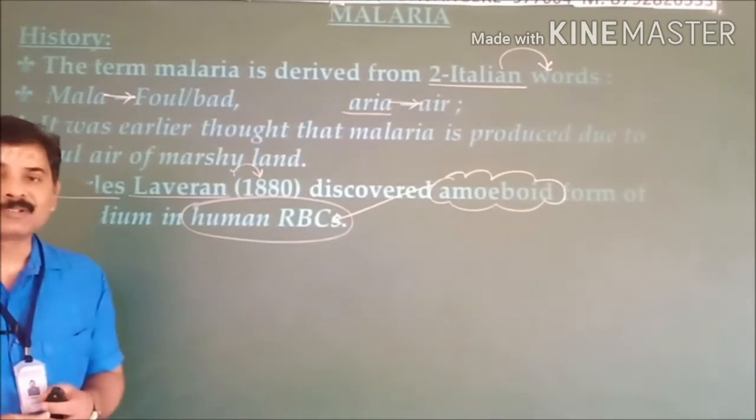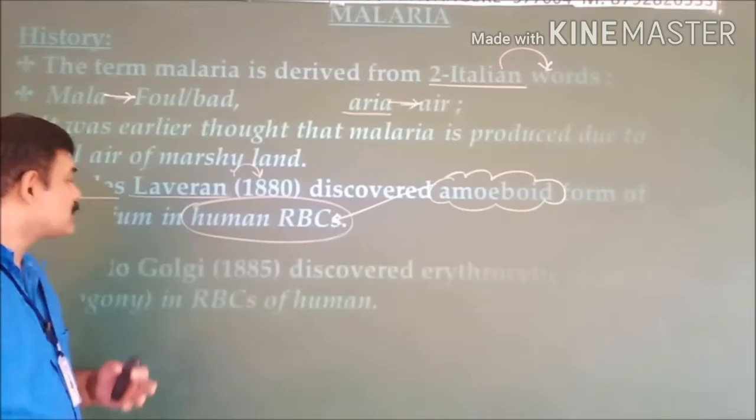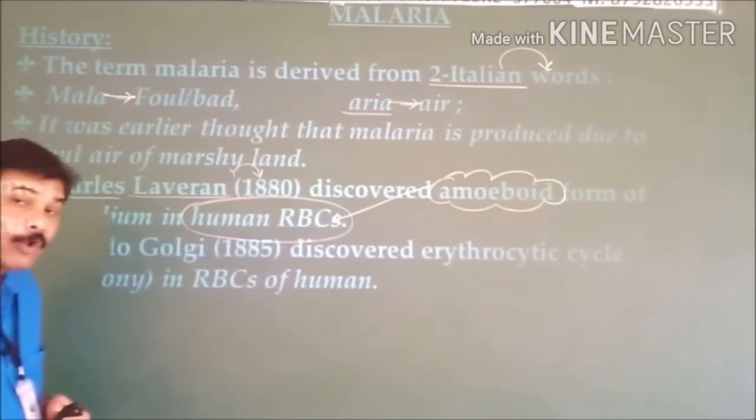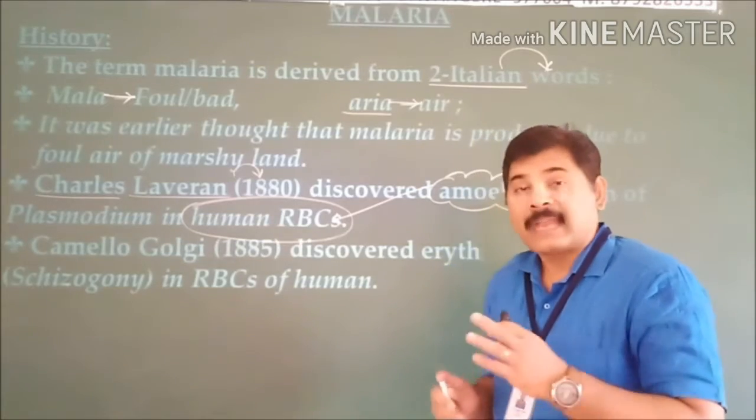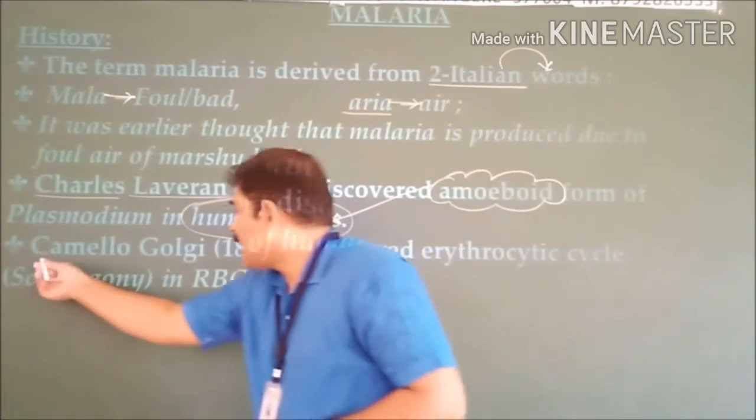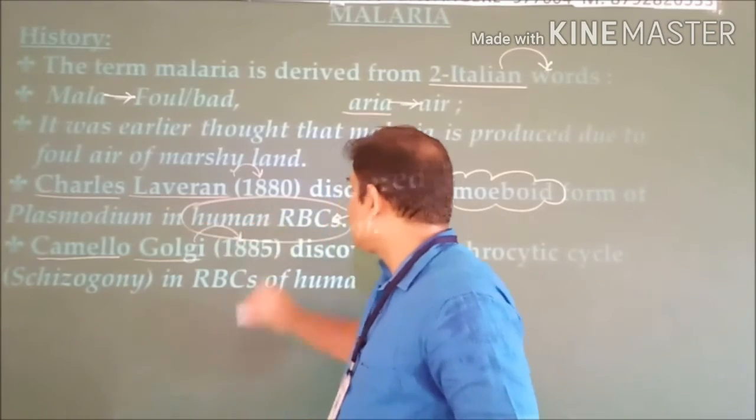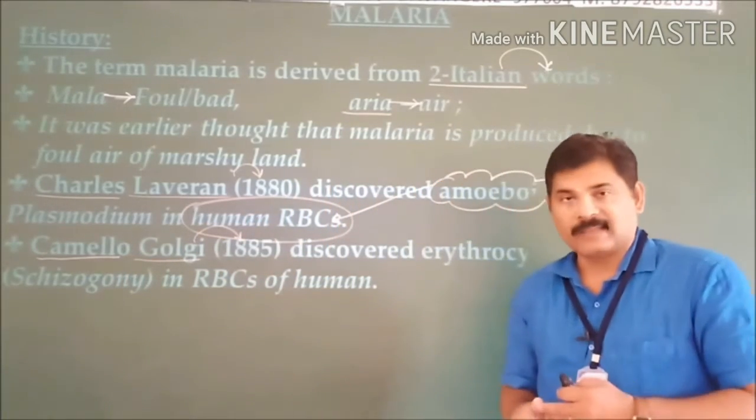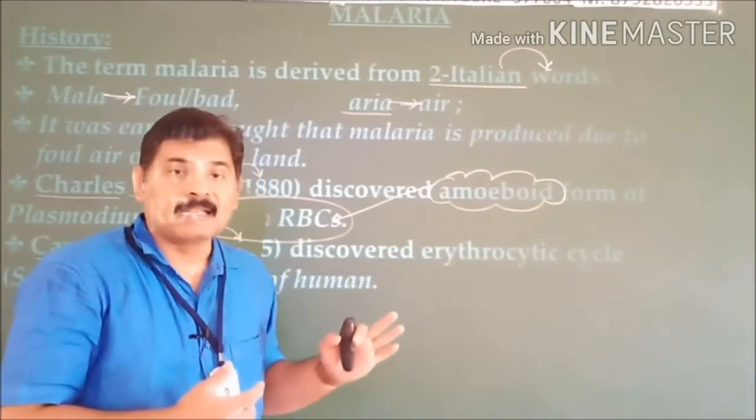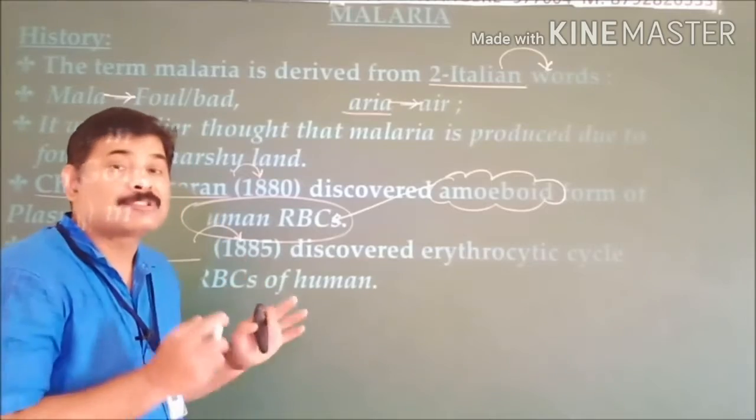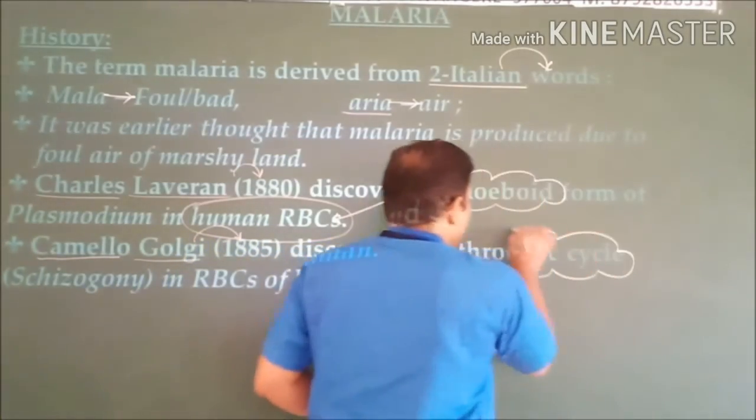Thereafter, another scientist explained the erythrocytic cycle. The erythrocytic cycle was explained by Camillo Golgi, and it took place in the year 1885. The stage of the life cycle of the parasite that was discovered by him is known as the erythrocytic cycle.